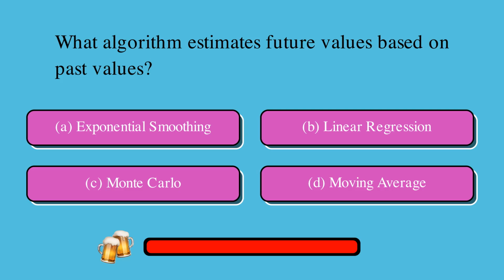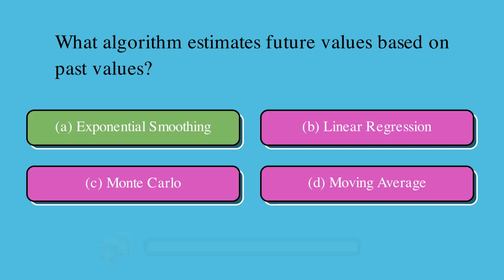What algorithm estimates future values based on past values? Is it A, exponential smoothing, B, linear regression, C, Monte Carlo, or D, moving average? The correct answer is A, exponential smoothing.